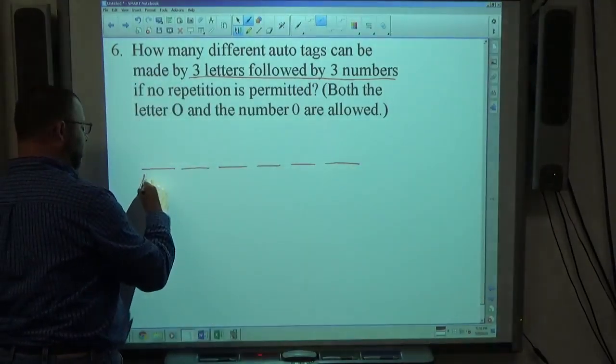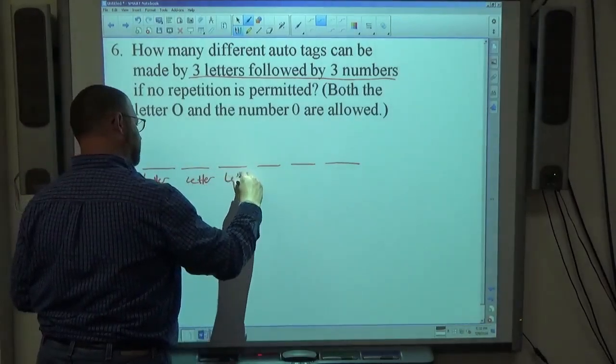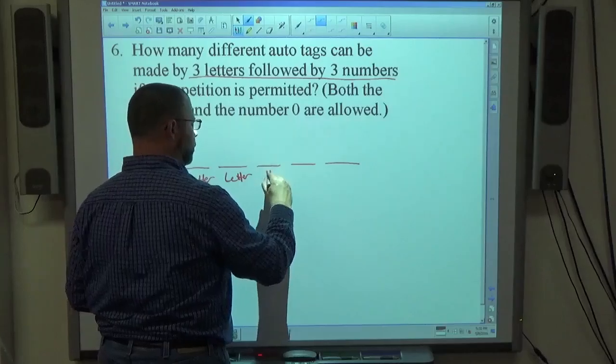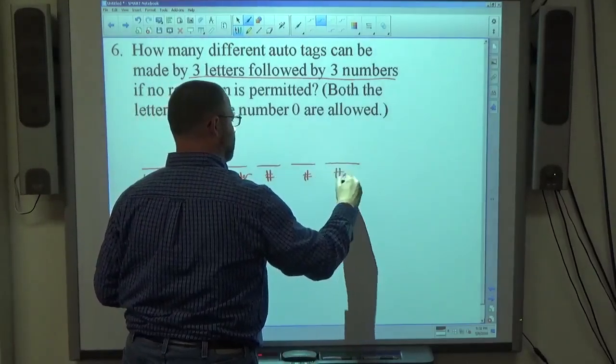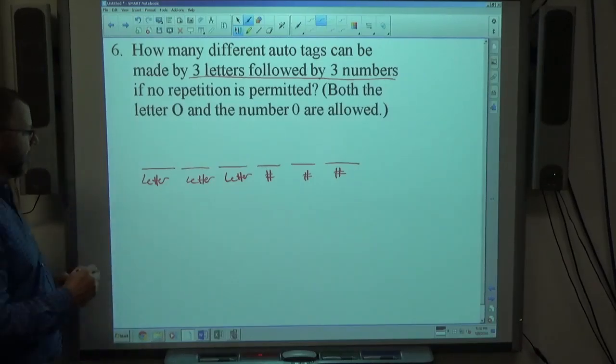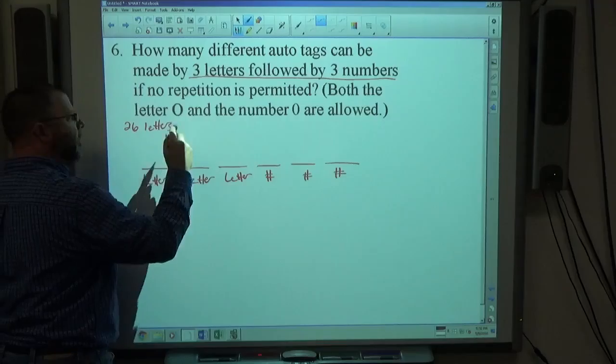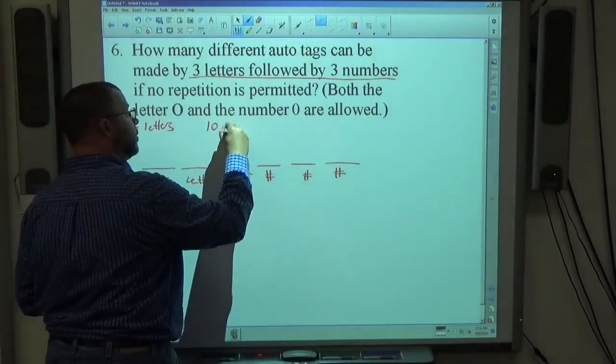The first 3 pieces are letters. And the last three pieces are numbers. Digits, 0 through 9. All right, so letters in our alphabet, we have 26 letters. And in the decimal number system, we have 10 digits.